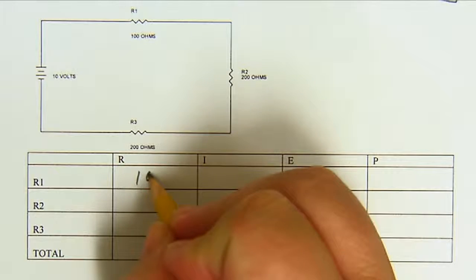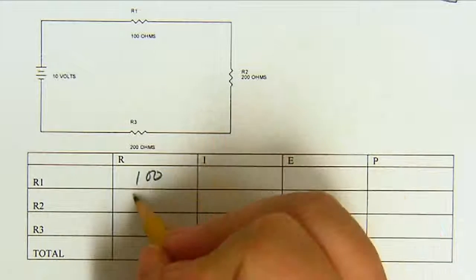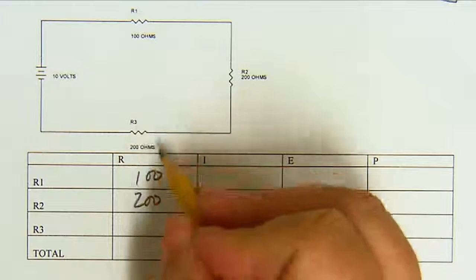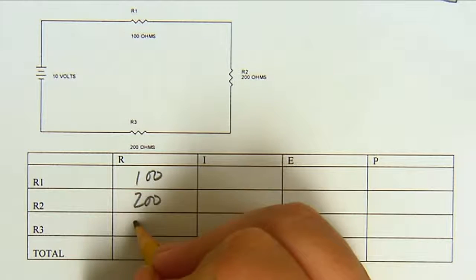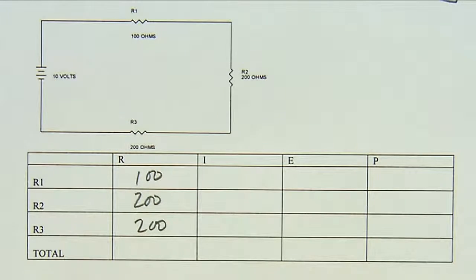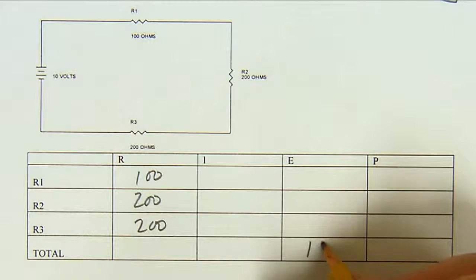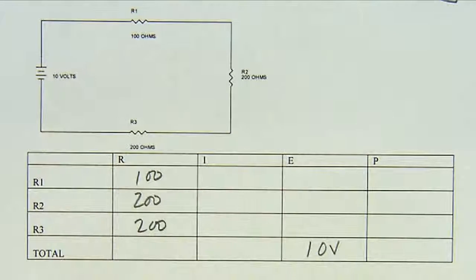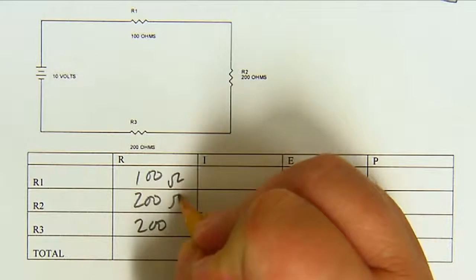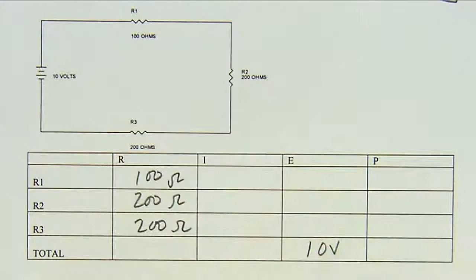R1 is 100. R2 is 200. R3 is also 200. And our voltage is 10 volts. Now, with what we've learned about series circuits and resistors, oh, I forgot my ohm sign. Mr. Horkey's going to dock me points on that. Just kidding.